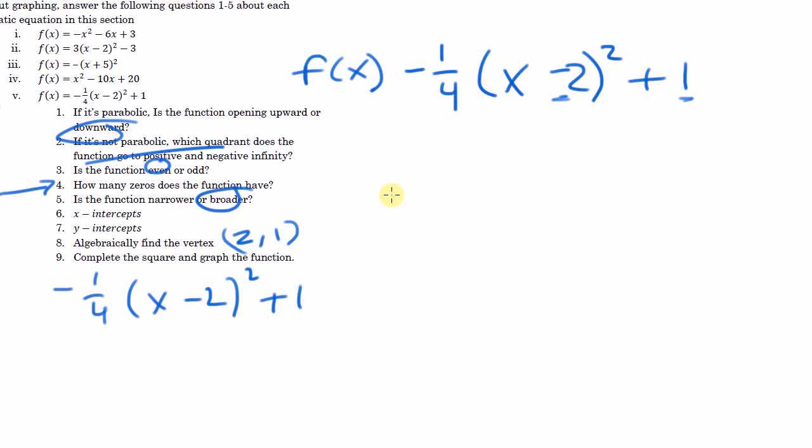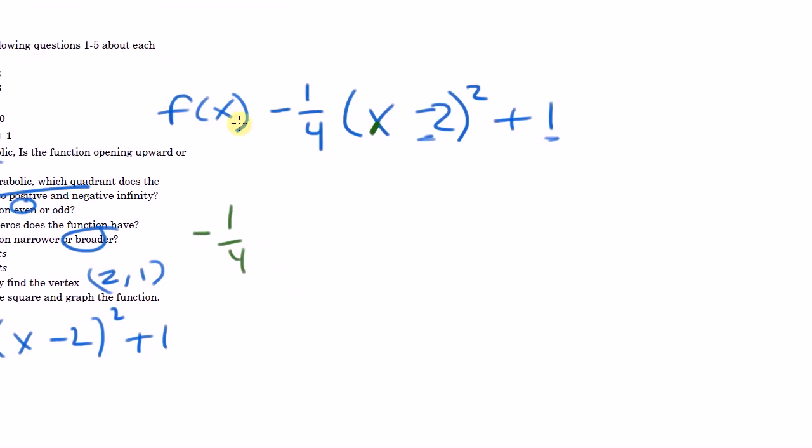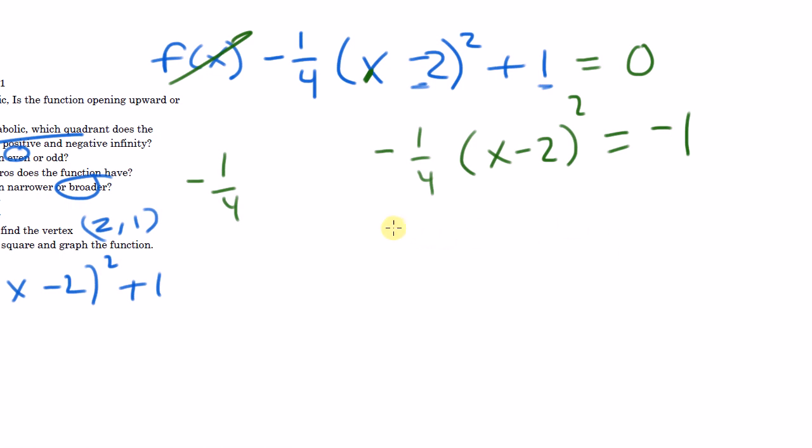Alright, so let's set this thing equal to 0, and we'll see what happens. So we have -1/4. Actually, let's just do it right from here. So equals 0. So we have -1/4 times the quantity x minus 2 squared is equal to -1. And I'm going to multiply both sides by 4. And that'll cancel, and this will become a 4. And then divide by -1, that becomes positive. And then we have x minus 2 squared equals 4.